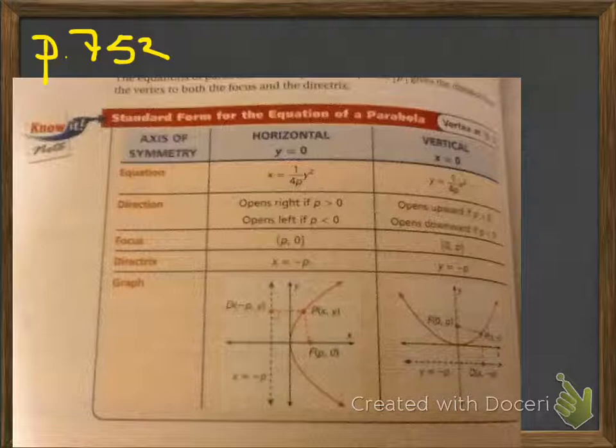That way it'll make it easier to find the focus and the directrix. Notice here that the focus and the directrix are pretty much using the same numbers, but one is positive and one is negative. Again, this is when the vertex is at 0, 0, and we'll see later when it moves away from that.